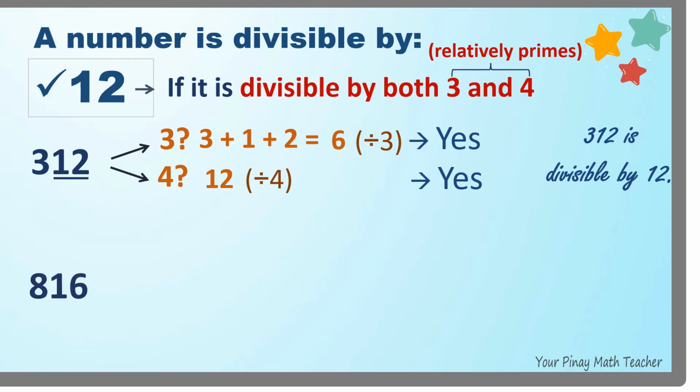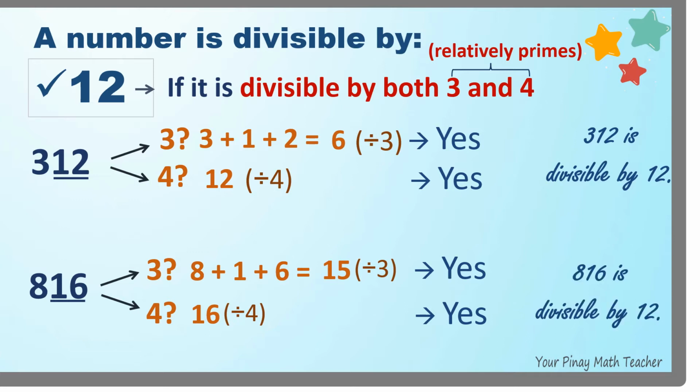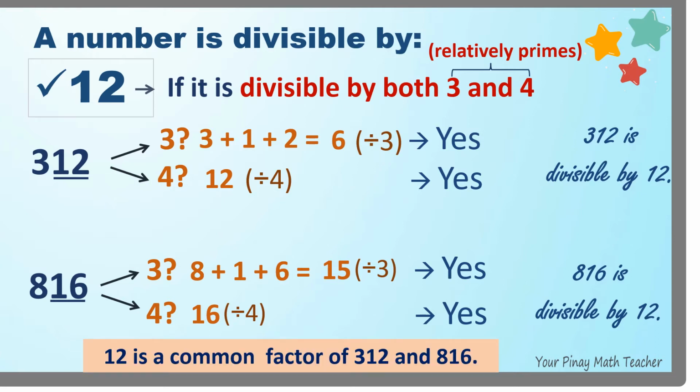Another example, 816. Is this divisible by 3? Let's add up the digits 8, 1, and 6. The sum is 15. Can you divide 15 by 3? Yes, of course. How about the divisibility of 816 by 4? Is 16 divisible by 4? Yes. Since 816 is divisible by both 3 and 4, then it is divisible by 12. Therefore, 12 is a common factor of 312 and 816.